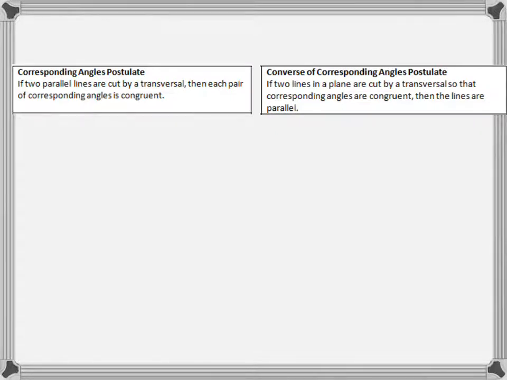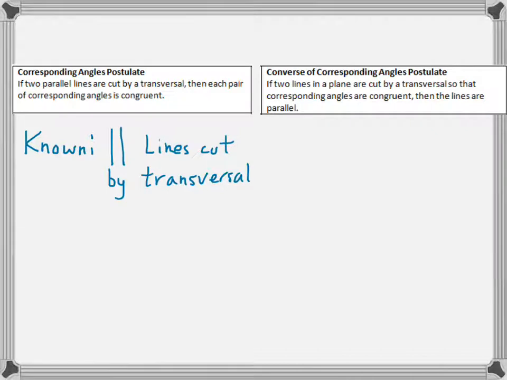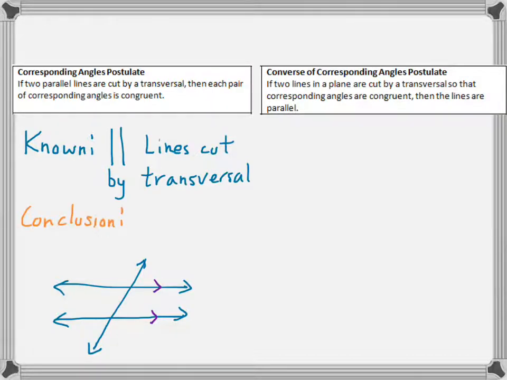The corresponding angle postulate says that if two parallel lines are cut by a transversal, then each pair of corresponding angles is congruent. So what is known in the situation is that parallel lines are cut by a transversal. That is, we have a situation like this, with the lines parallel. If we know that, then the conclusion that we can draw is that the corresponding angles are congruent, like so.